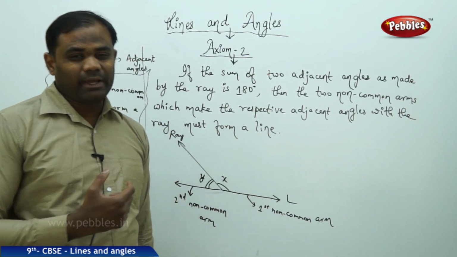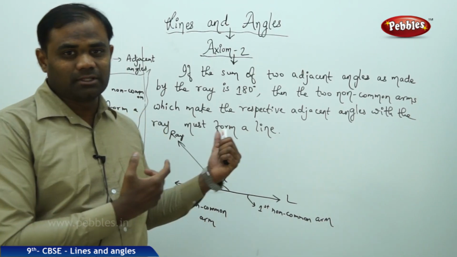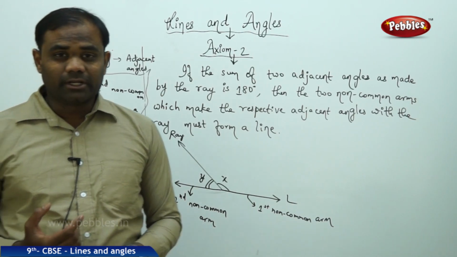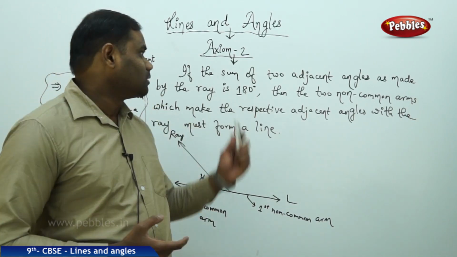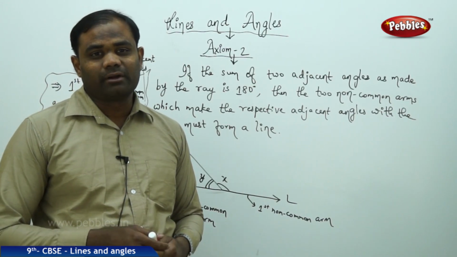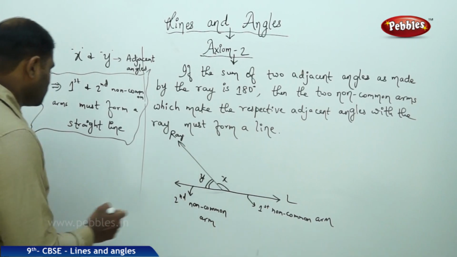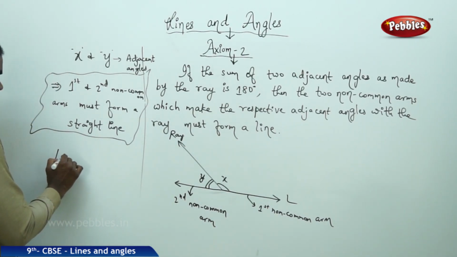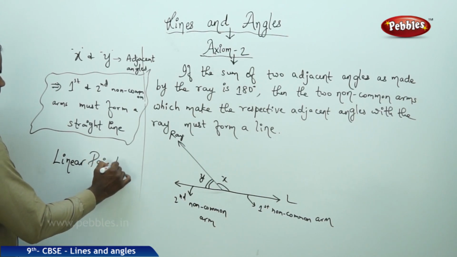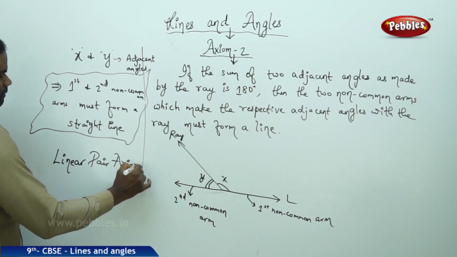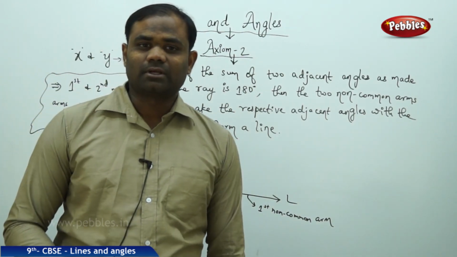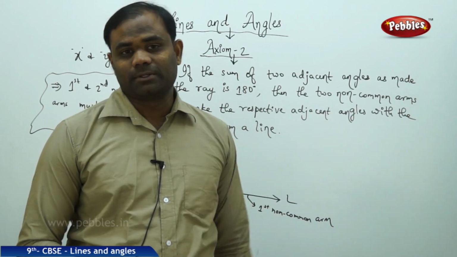And the two axioms which we have discussed in this session, axiom number 1 and axiom number 2, are very much related to linear pairs. Therefore, the two axioms related to linear pairs are called linear pair axioms. Just to make a note, the two axioms which we have discussed are called linear pair axioms. That is how we define the axioms and the respective linear properties.